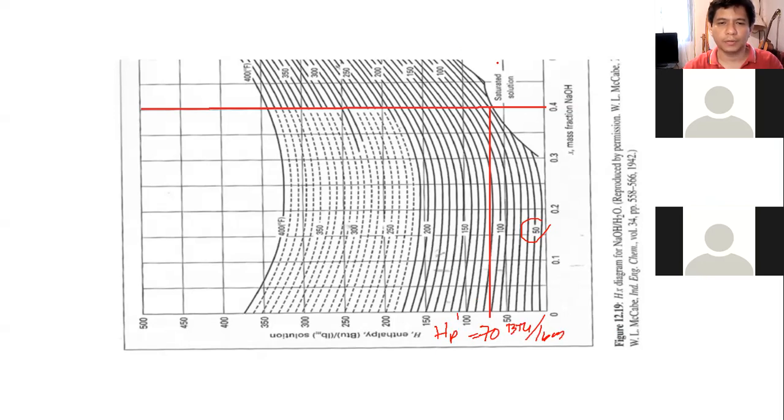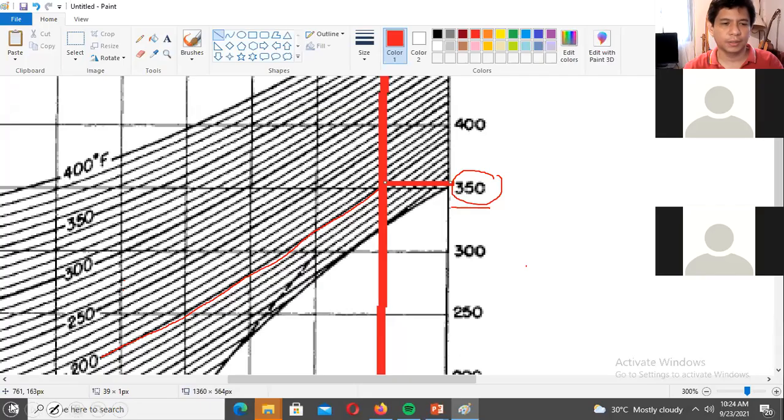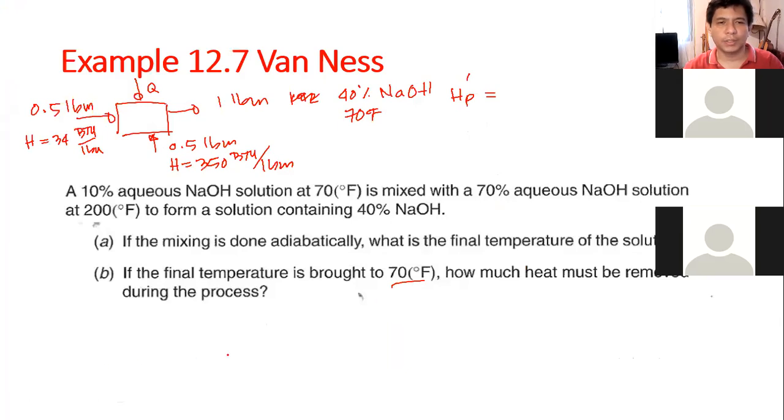Okay. So let's go back to the saturating problem. We're trying to solve letter B. So ngayon may value na tayo ng HP prime. So this is 70 BTU per pound mass. Yeah, so when just perform enthalpy balance.